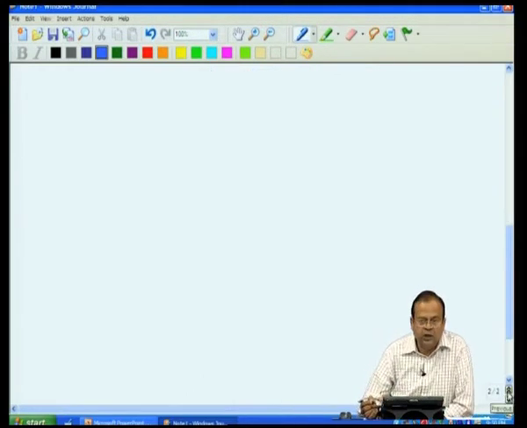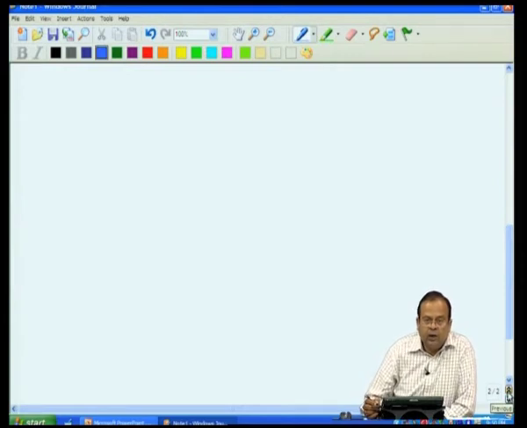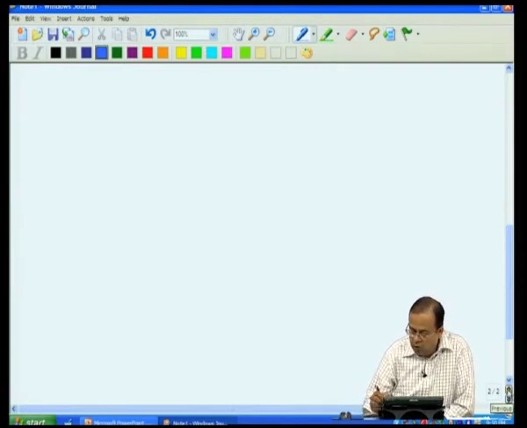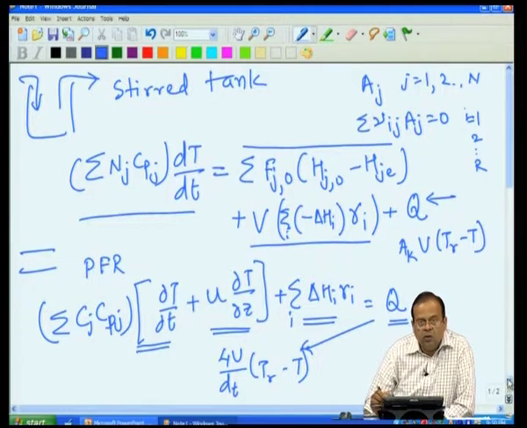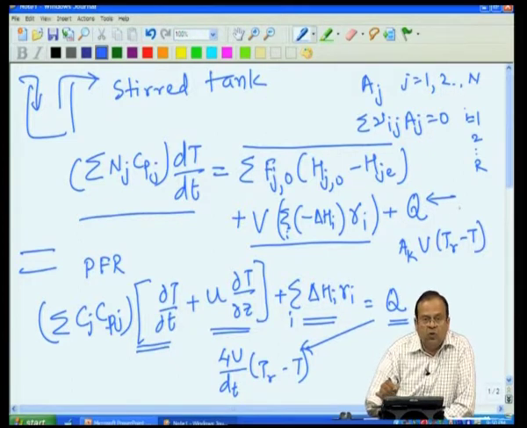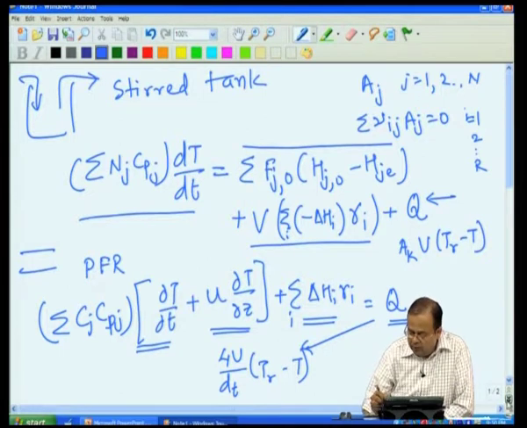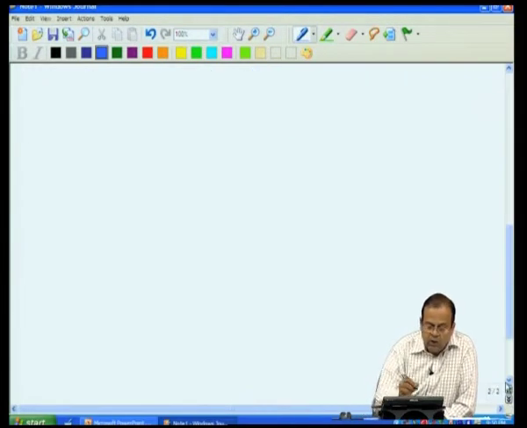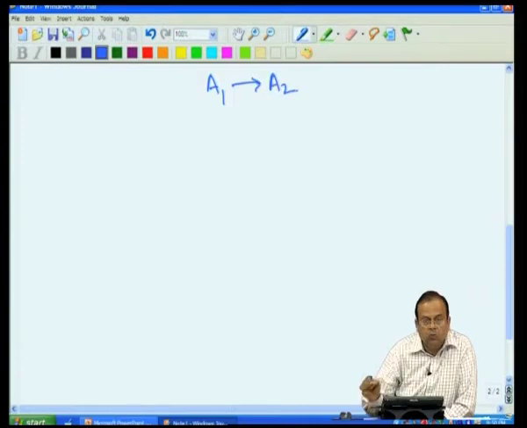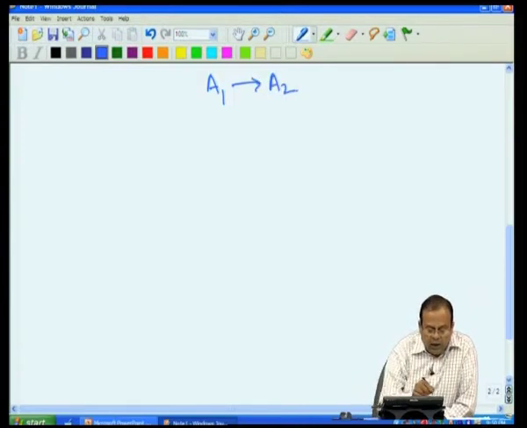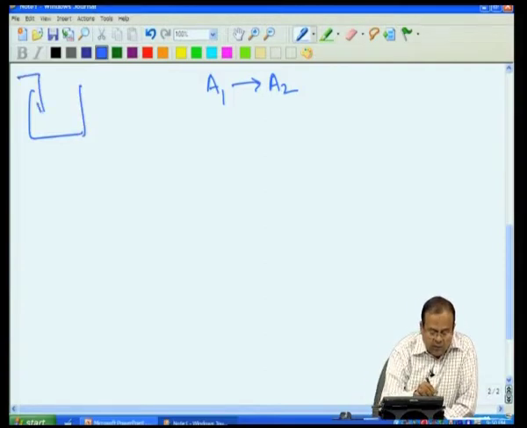Now let us look at a simple reaction, that is a single reaction in an adiabatic reactor. Now, if you have an adiabatic reactor, what will happen? We are not adding or removing any heat. So, the Q term will be 0 and the remaining appropriate terms will remain. So, let us consider a reaction A1 going to A2, and let us say that it is occurring in a stirred tank reactor.